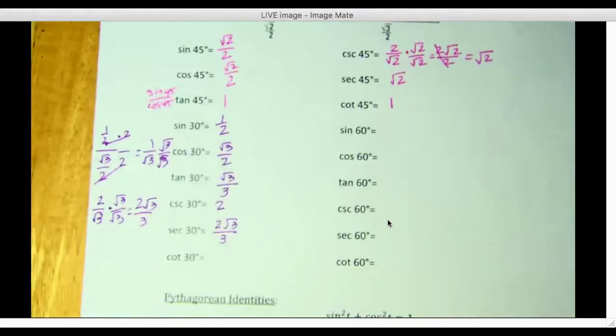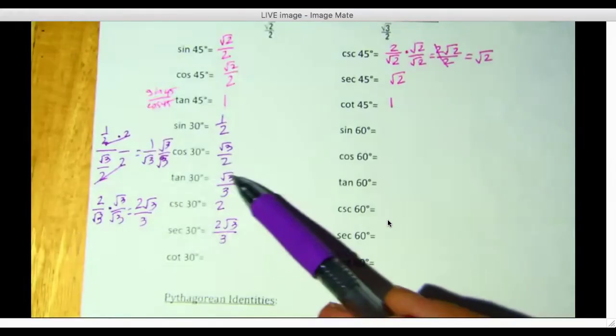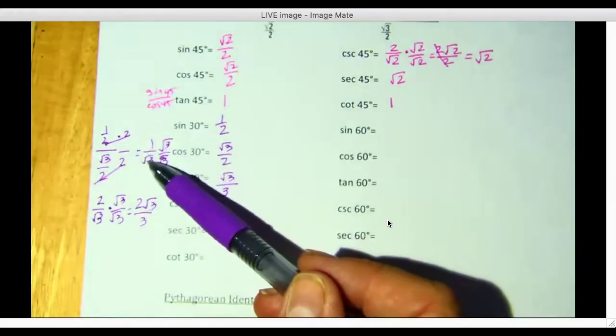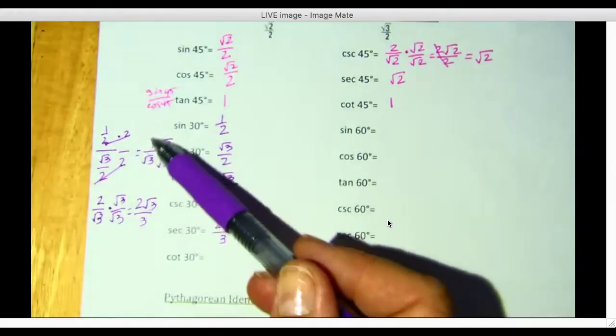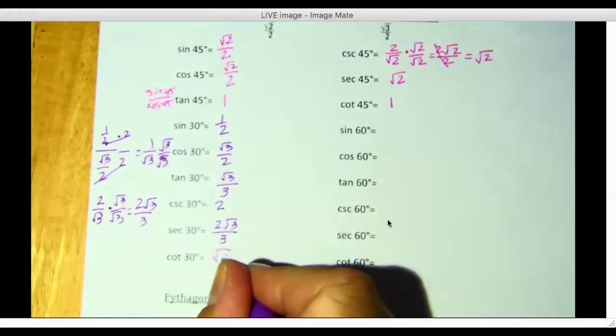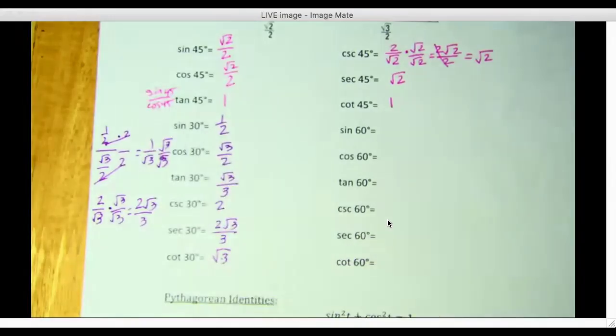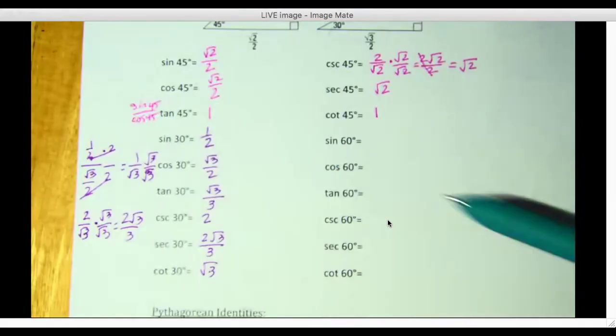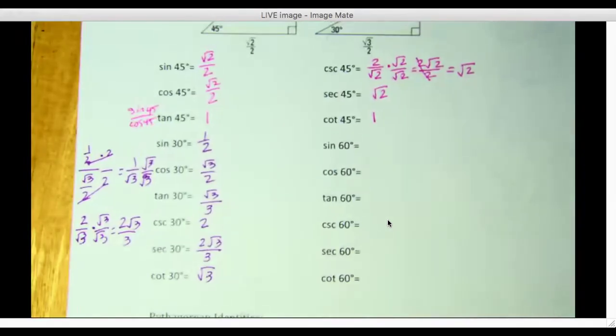And then cotangent of 30 is the reciprocal of tangent. Remember, tangent was 1 over the square root of 3 before we rationalized. Flipping that, that would just be the square root of 3. And then doing all of the 60-degree angles, it's going to be very similar. You'll see their relationship here to the 30s.